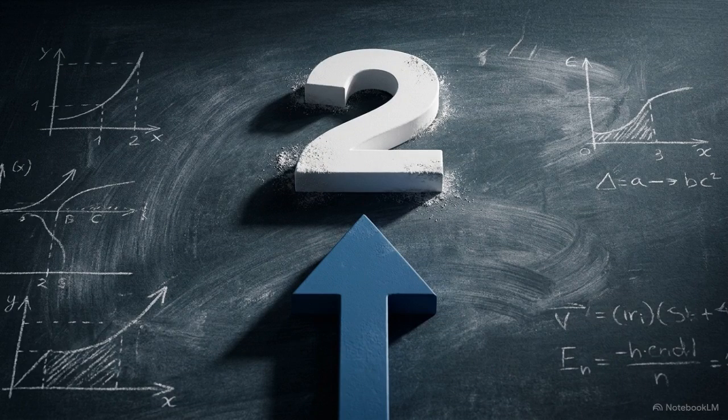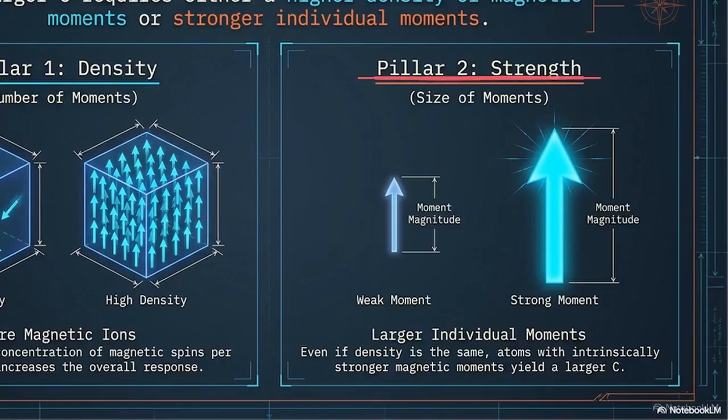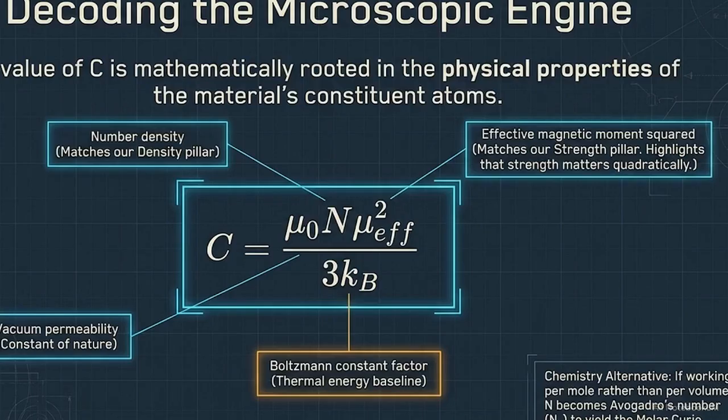Over in pillar 2, we see the alternative path. Even if the density of atoms remains constant, swapping in a material composed of atoms with intrinsically larger individual magnetic moments will yield a much higher Curie constant. This microscopic equation binds both pillars together.